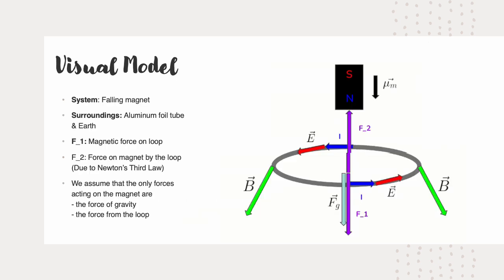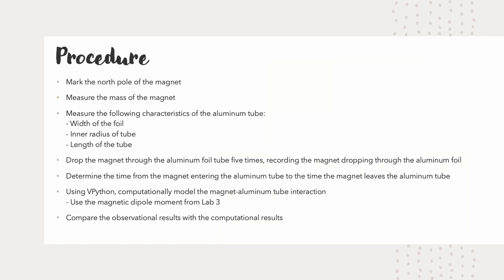Here you can see the visual model of the experiment that we did in the lab. The system is a falling magnet and the surroundings are the aluminium foil tube and Earth. F1 is the magnetic force on the loop, and F2 is the force on the magnet by the loop due to Newton's third law that we discussed previously. In this I have assumed that the only forces acting on the magnet are the force of gravity and the force from the loop. You can see the procedure for the lab report on the screen.